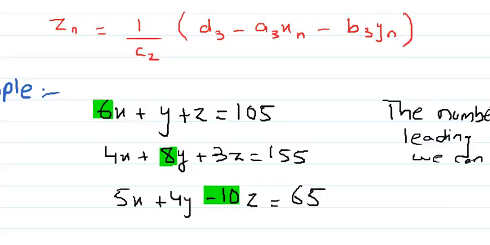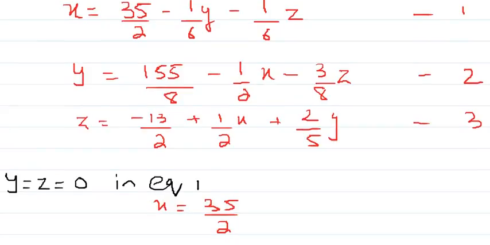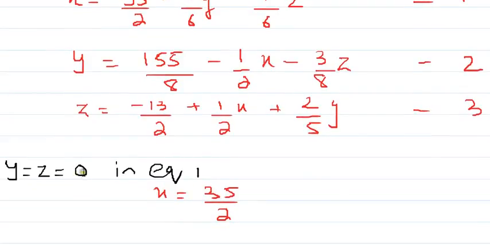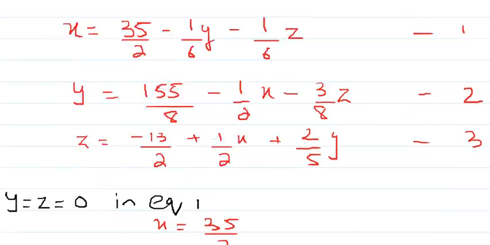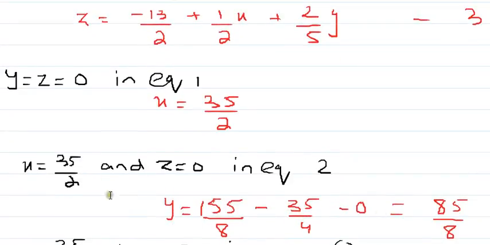By solving for x, y and z, we get equation 1, equation 2 and equation 3. So we take y equals z equals 0. We plug these values into equation 1 and get the value of x. Now x is 35 by 2 and z is 0. We plug these values into equation 2 to get the value of y1.